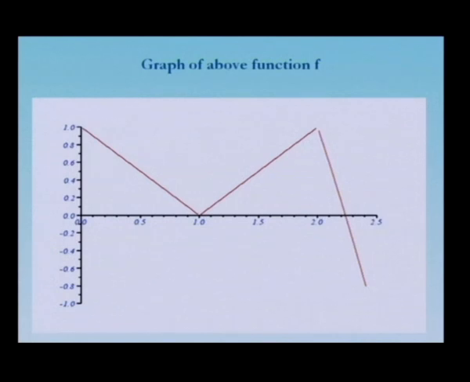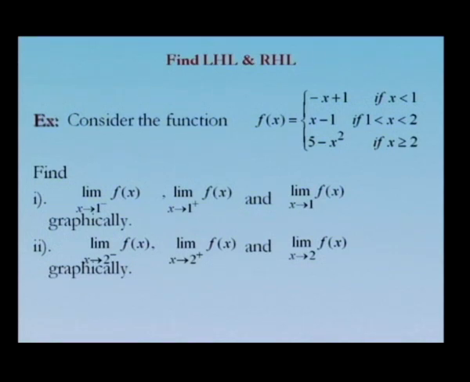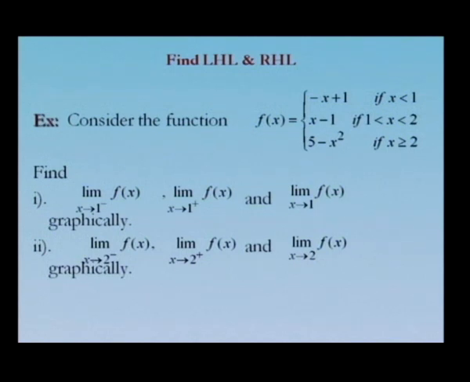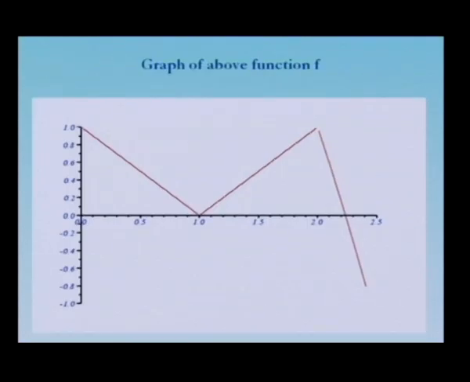Similarly, at the point 2 we can find the limit. Again, if you see the function, we can see that when x equals 2, the function value is 5 minus 4, that is 1. So when x is reaching 2 from the left hand side, the function reaches 1, and when x is reaching 2 from the right hand side, the function also reaches 1. So f reaches a unique value 1 when x reaches 2. So the limit of f at x equal to 2 is 1.